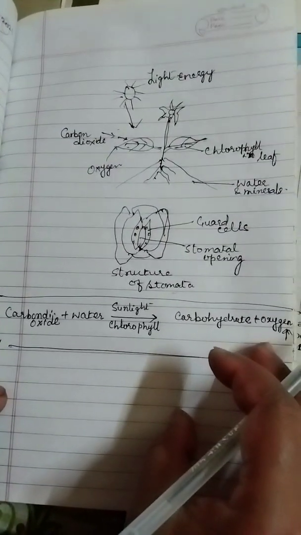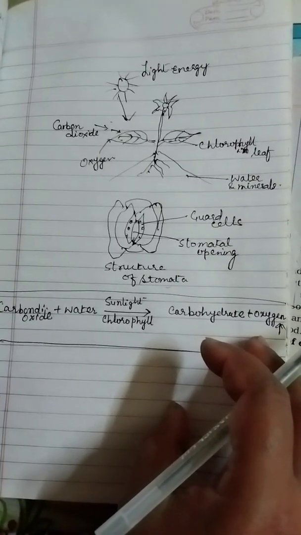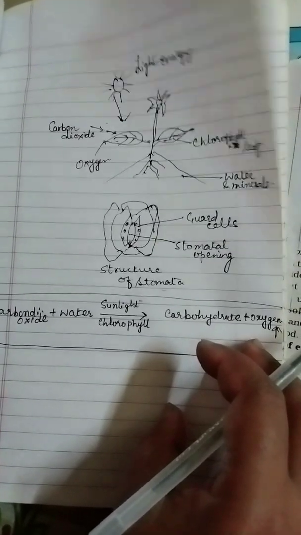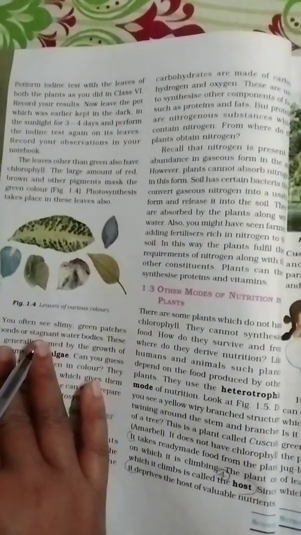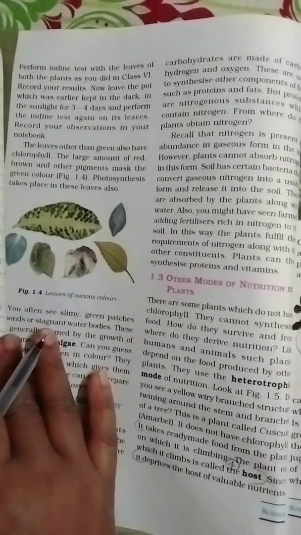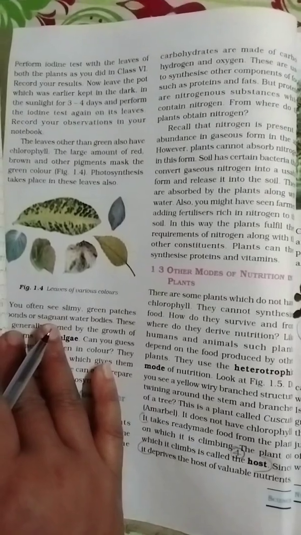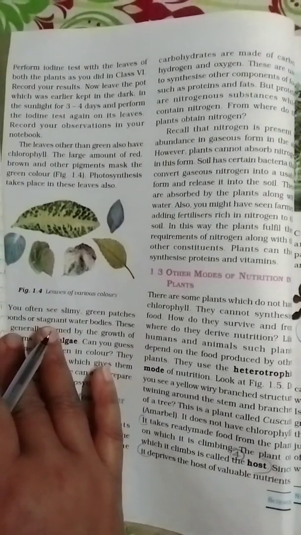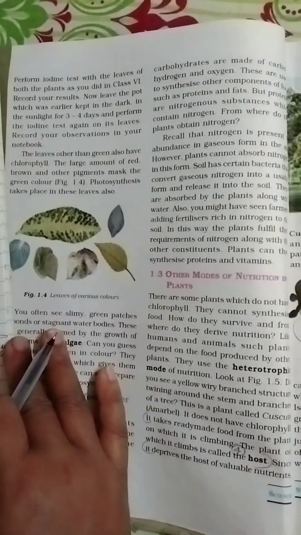During the process, oxygen is released, and the presence of starch in the leaf indicates the occurrence of photosynthesis. Starch is also a carbohydrate. You have already performed an iodine test with the leaves of both the plants, as you did in class 6, and recorded your result. Now leave the pot which was earlier kept in the dark in the sunlight for 3 or 4 days and perform the iodine test again on these leaves. Record your observation in your notebook.